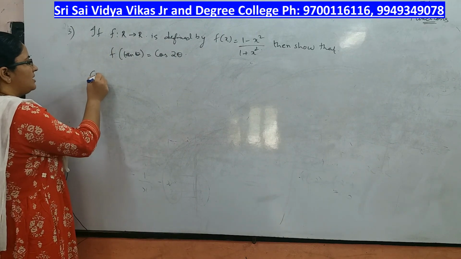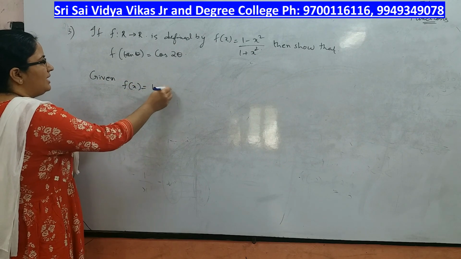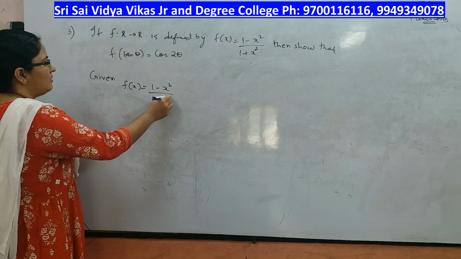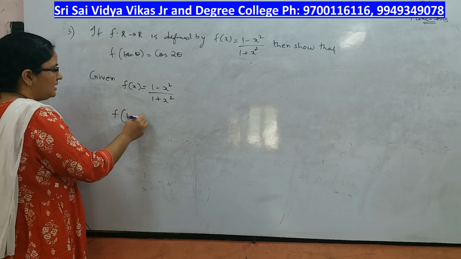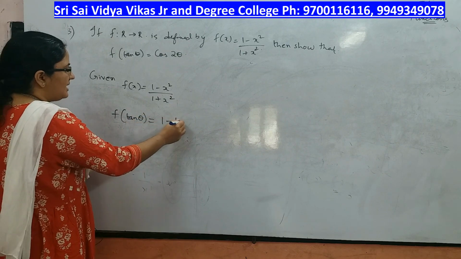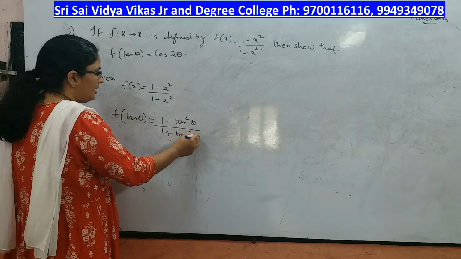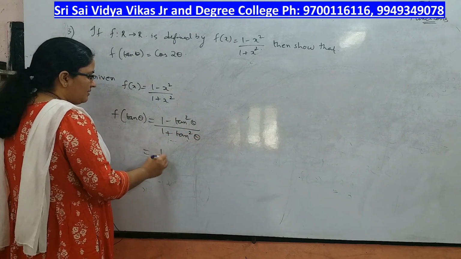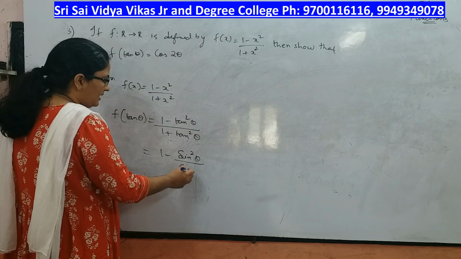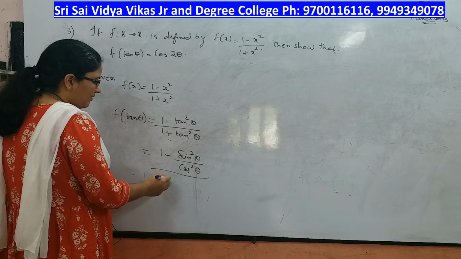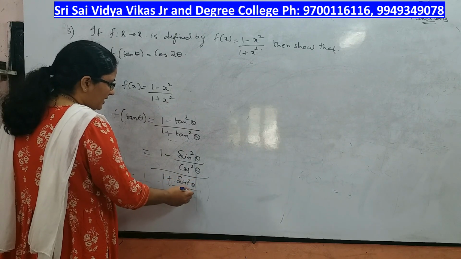First of all, take what is given. Given f of x is equal to 1 minus x square by 1 plus x square, f of tan theta is equal to 1 minus tan square theta by 1 plus tan square theta. 1 minus tan square theta is 1 minus sin square theta by cos square theta, by 1 plus sin square theta by cos square theta.